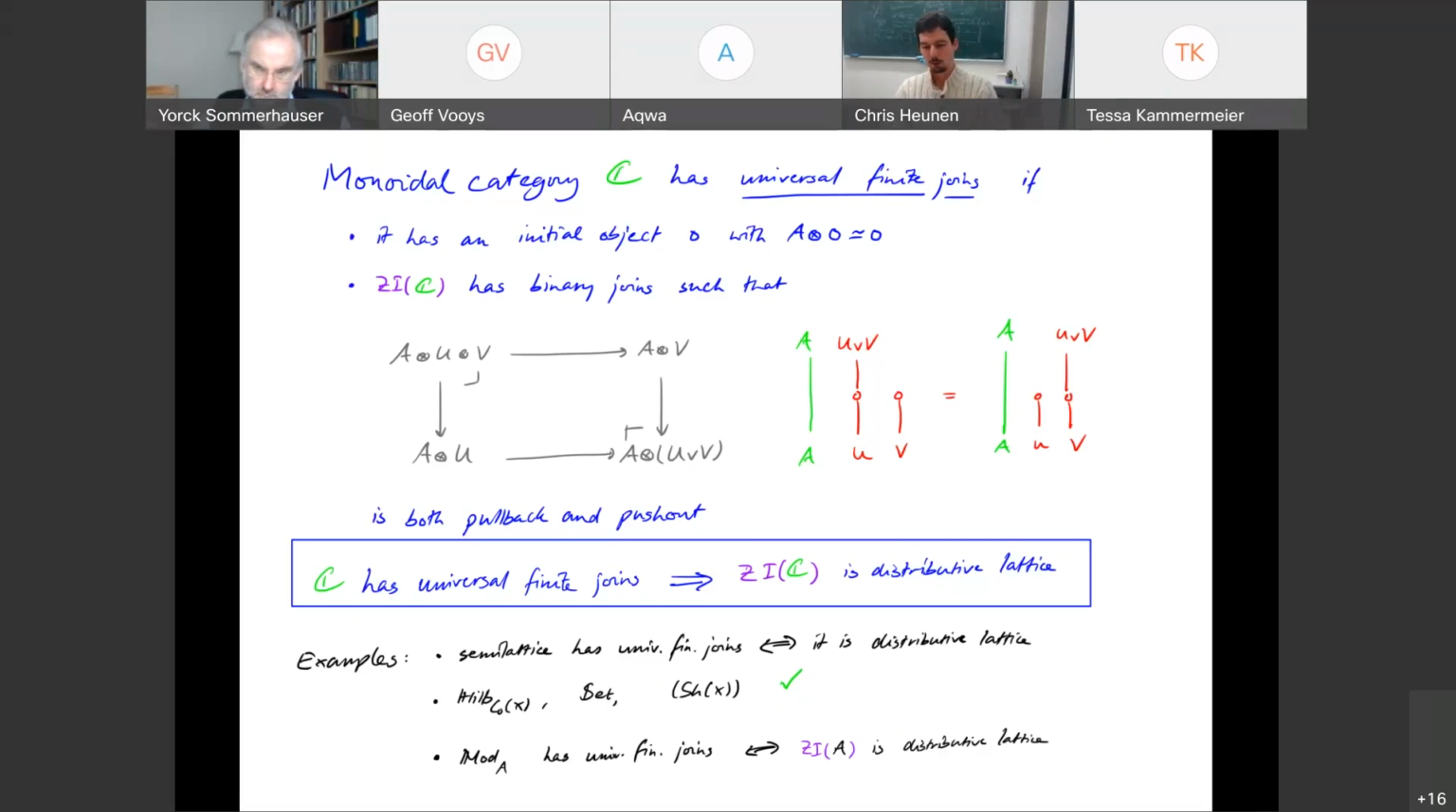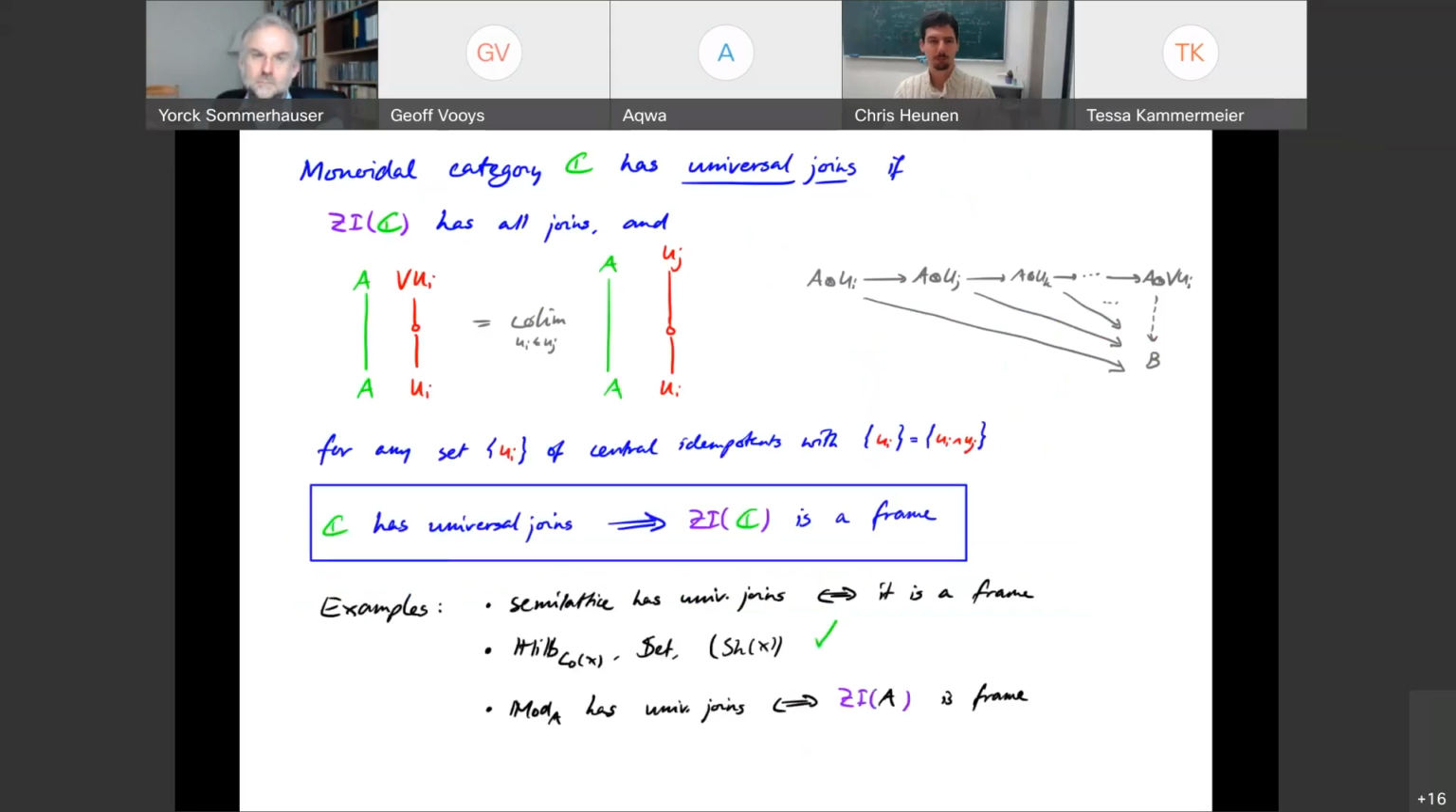If you look at the category of modules over a bialgebra, that will have universal finite joins exactly when the central idempotents form a distributive lattice. In other words, when the central idempotents of the bialgebra form a distributive lattice. So many of the examples that we've seen already have this finitary nice property. Now let's move to the infinitary version.